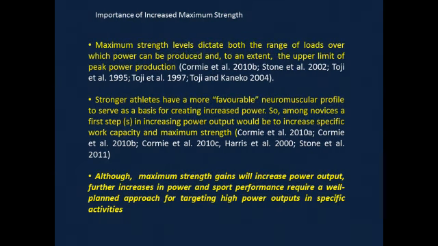So, we know then that maximum strength levels dictate both the range of loads over which we can produce power and at least to an extent the upper limit, that is the peak power, by opening up both of those windows. We also know that stronger athletes have a more favorable neuromuscular profile. And that serves as a basis for further increases in power output when we actually start emphasizing power. So among novices, really in this case, a second step in increasing power is to get maximum strength up.